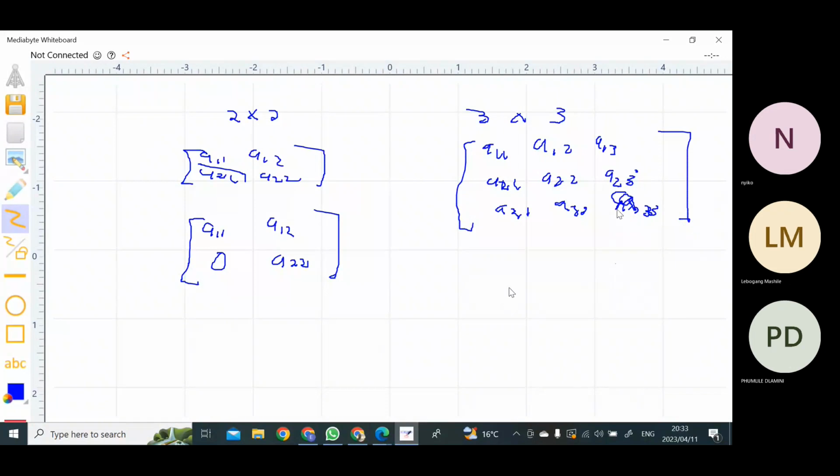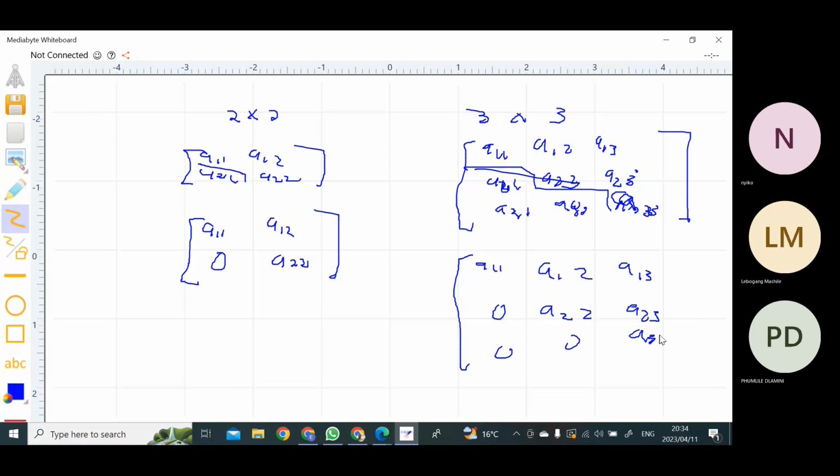So in this matrix, if I want to make sure that I can solve it, I must make sure that this side going this way must be 0, 0, 0. In other words, you must be able to achieve something like this: A11, A12, A13, 0, A22, A23, 0, 0, and A33. Just by doing this, you can see we have achieved 0, so then it will be able to be solved.